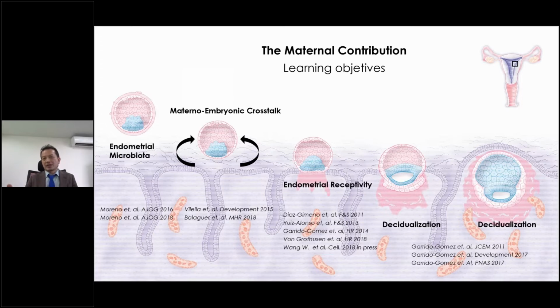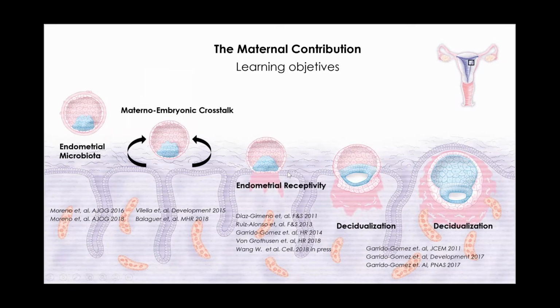And then it comes to the receptivity part, whether the endometrium has the receptivity or not, and then goes through the decidualization and starts to develop the placenta and then the fetus, right? So this is the whole process, and you can see that very important things here are the microbiota and also the window of implantation, or the endometrial receptivity right here. I would like to cover these two parts, which are the microbiota and the window of implantation today.